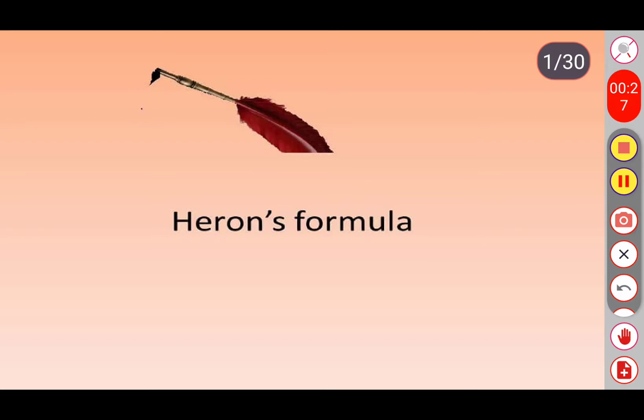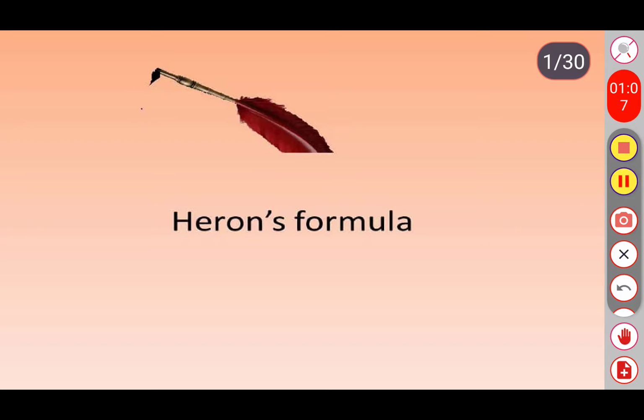In the previous classes, class 6th, 7th and 8th, you learned how to find the area of different kinds of triangles by using the formula half into base into height. So here we are using one more important formula, that is Heron's formula. With the help of Heron's formula we can calculate the area and perimeter of the triangle.